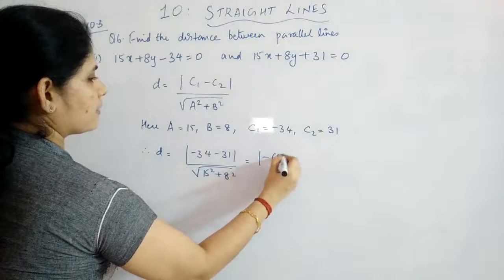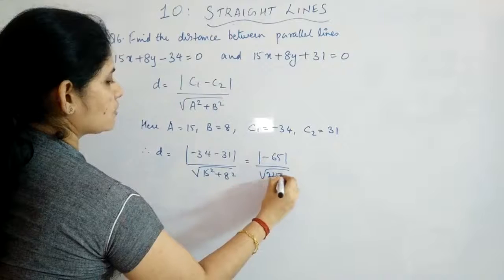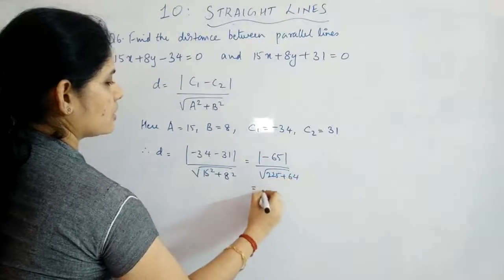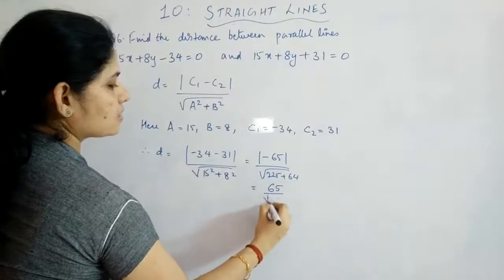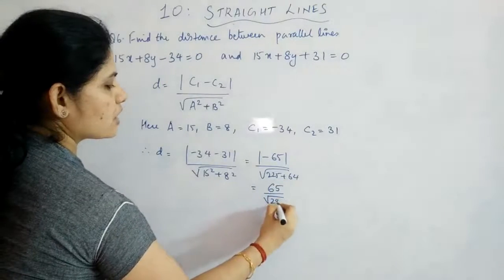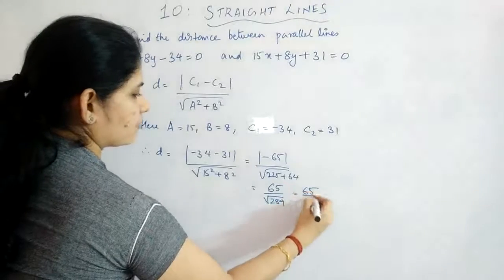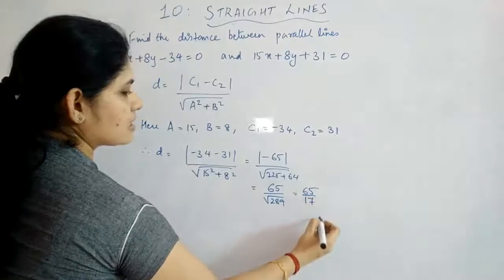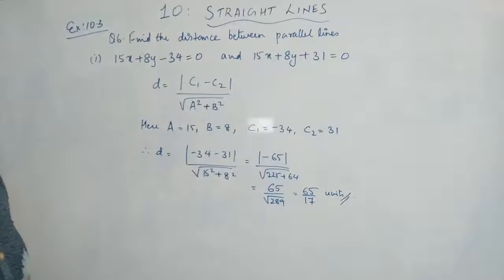Mod of minus 65 divided by root of 225 plus 64, which is equal to, mod means you will get only the positive value, and here you will get root of 289, which is equal to 65 by, we will take only the positive value, by 17. So the distance between the two given lines is 65 by 17 units.